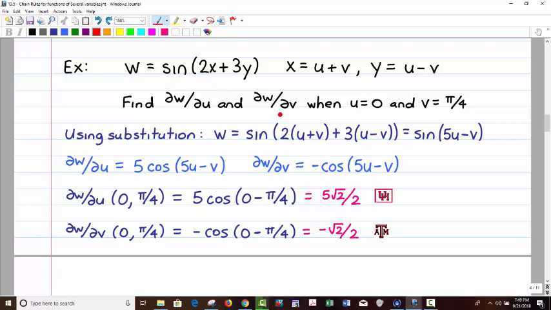So sine of 2x would be sine of 2 times u plus v. So that's going to be 2u plus 2v. And then plus 3y, which is u minus v. So it's 3 times u minus v. So you have a 2u plus a 3u, which is 5u. And then a 2v minus a 3v will be negative v. So when you substitute, your function w becomes sine of 5u minus v. So let's take the derivative with respect to u and v.